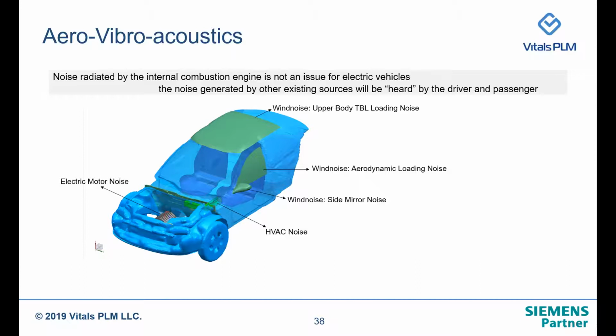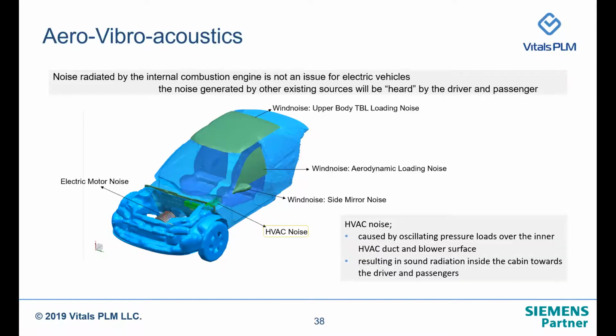So to demonstrate the methodology for aero-vibro-acoustics, we consider the HVAC noise as an example. And as I explained, HVAC noise is caused by the oscillating pressure loads on the inner surface of the HVAC duct because of the highly turbulent flow, and that would result in a sound radiation into the cabin towards the driver and passengers.